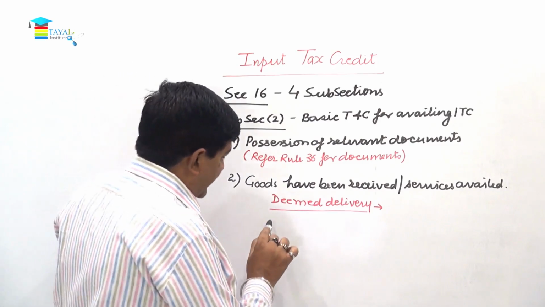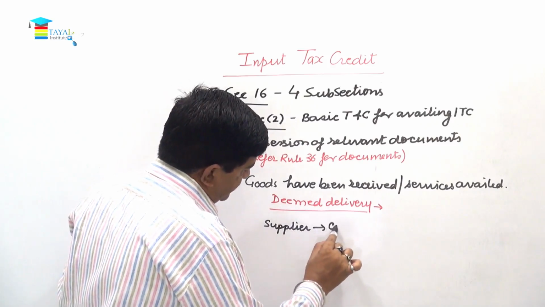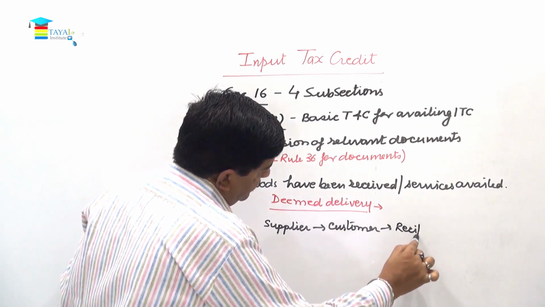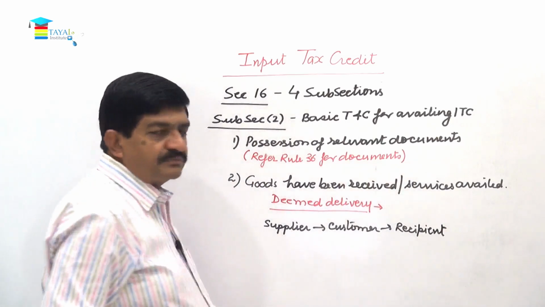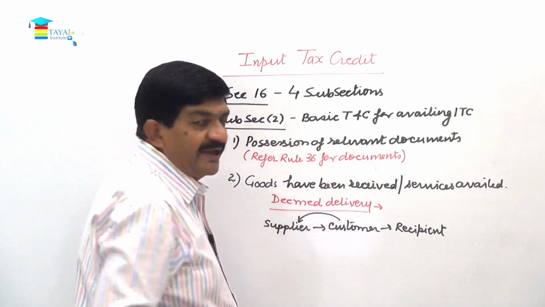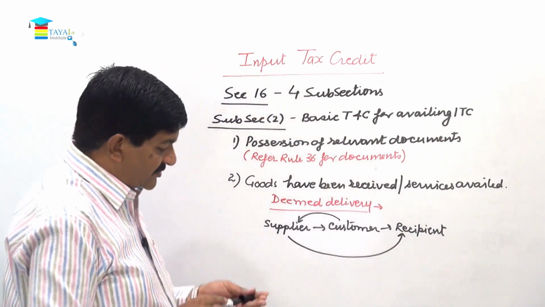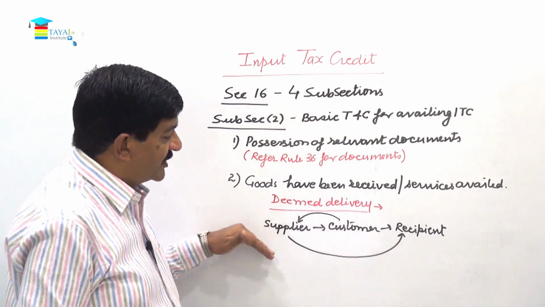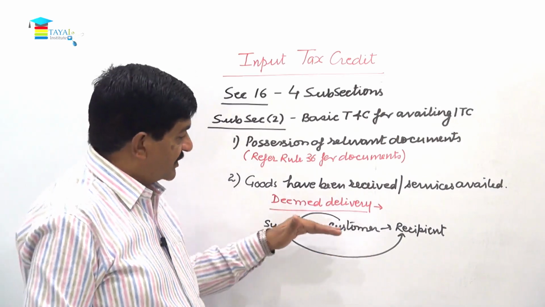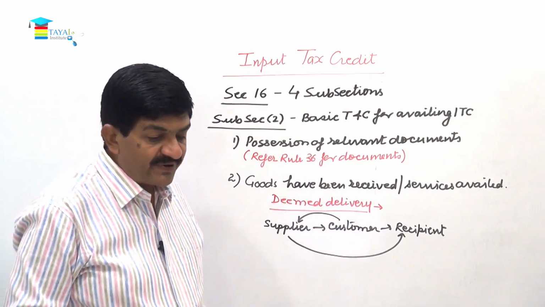So here we have a supplier, here we have customer, and here we have actual recipient. So what this is said is, on the basis of customer to supplier, goods are directly delivered to the recipient, but when goods are delivered to the recipient, those are deemed to have been received by the customer. So in the case of deemed delivery also, the customer can avail input tax credit. That is concept called as deemed delivery.